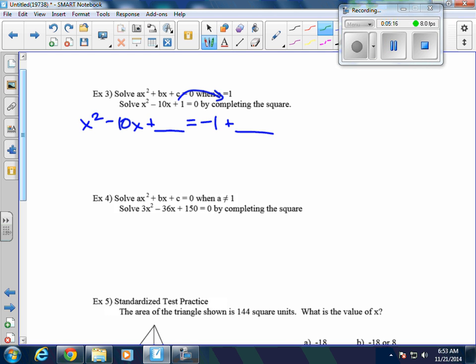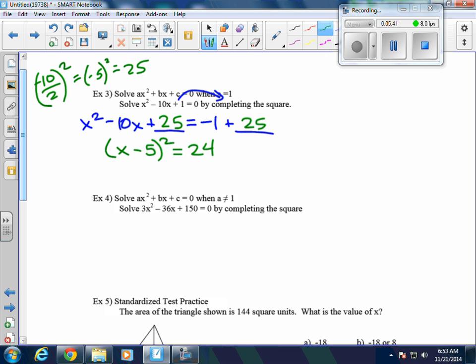So we're going to take negative 10, which is b, halve it to get negative 5, and square it. So that's going to be negative 5 squared, which is 25. So I'm going to add 25 to both sides. The reason is that if you add something to one side of the equation, you have to add it to the other side of the equation. So now we turn this into a perfect square trinomial.